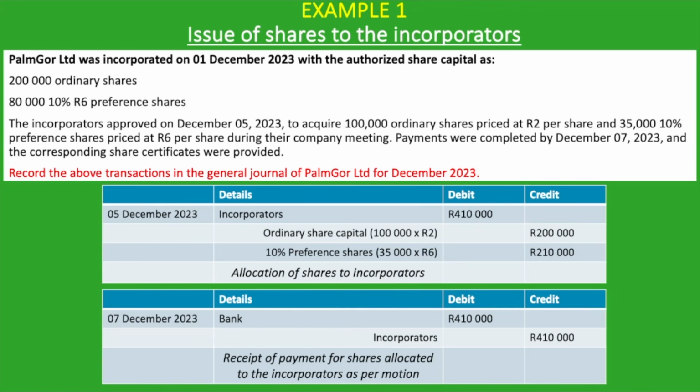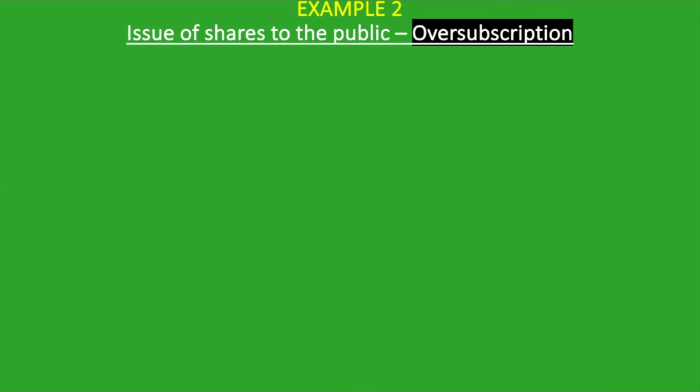Now let's move on to the most popular or common scenarios, where you are issuing the shares to the public, where we will now apply the steps that we had mentioned in the previous slide. So let's have a look at this example. Here's the example: when you've issued the shares to the public and you have an oversubscription of the shares, what would you do and how would you journalize it? It's quite simple to do this, especially if you follow the steps that we've just spoken about.